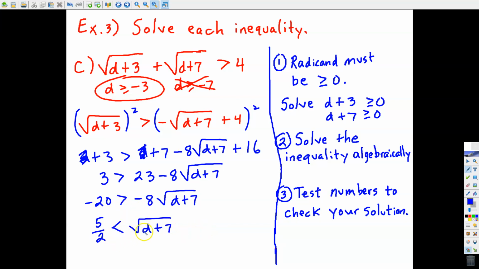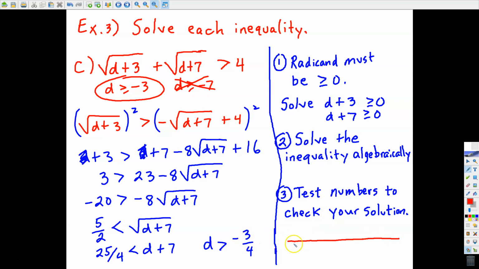Okay, and now I'm ready to square both sides, raise both sides to the second power, and I get 25/4 is greater than d plus 7. And now when I subtract 7, that's really 28/4. So 25/4 minus 28/4. I'm going to turn this around so that it says d is greater than -3/4.